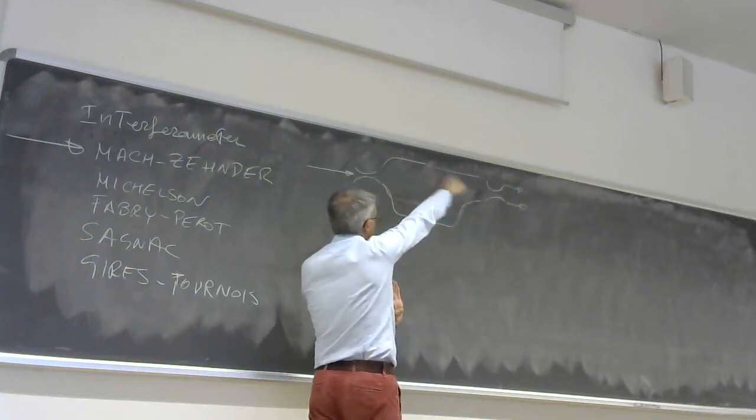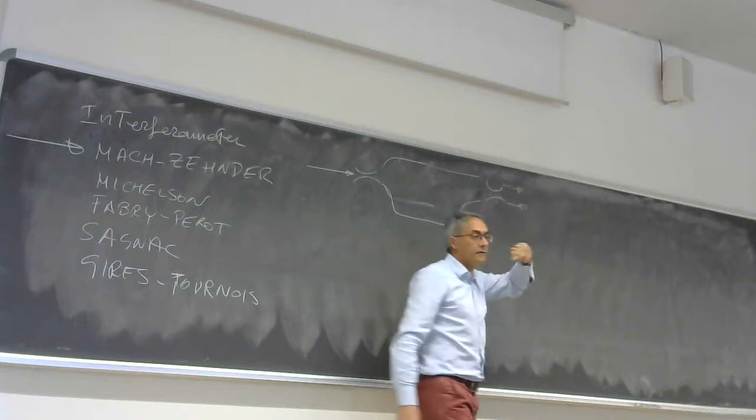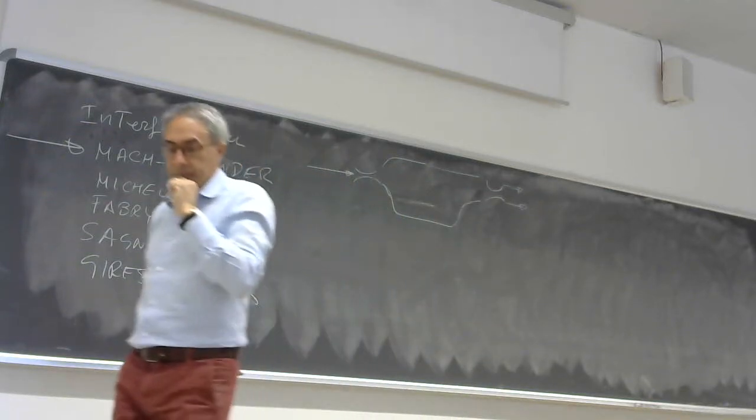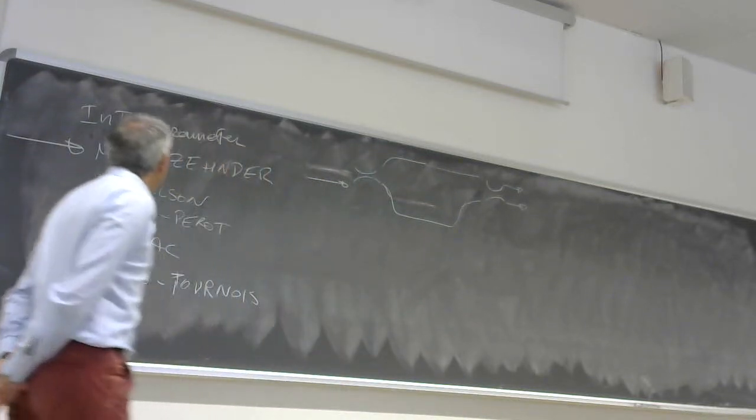So longer path, shorter path, this divided by 2, and this is another 50-50. Sorry, you enter from one of the ports only. And this is the so-called Mach-Zehnder interferometer, named after the two scientists that played with interference of light many years ago.